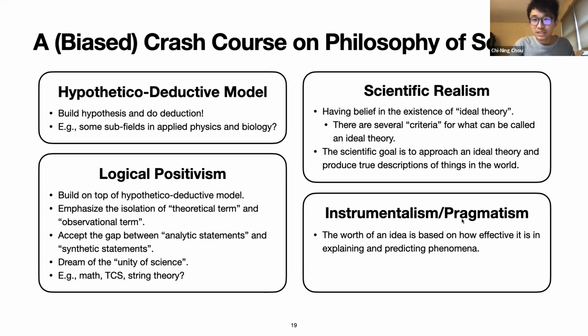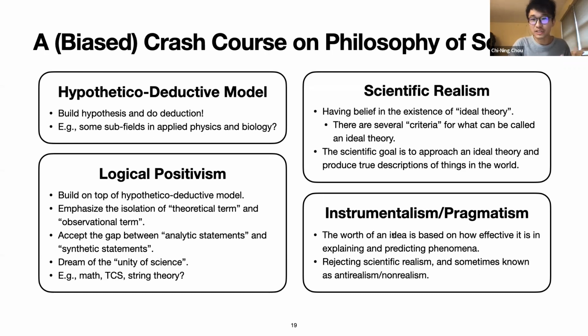Another branch is called instrumentalism or pragmatism. Their view is, why bother with reality and truth? They only care about whether an idea, either a theory or an observation, can effectively explain and predict real-world phenomena.